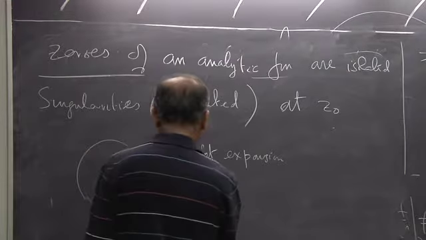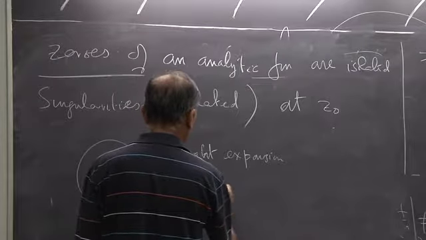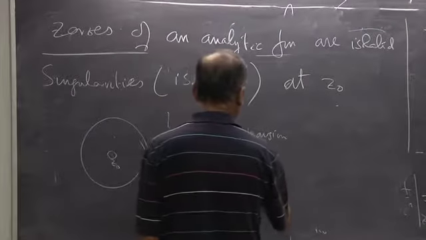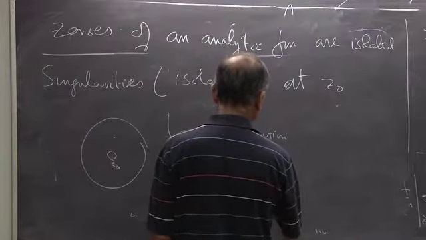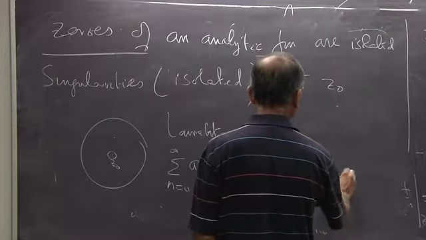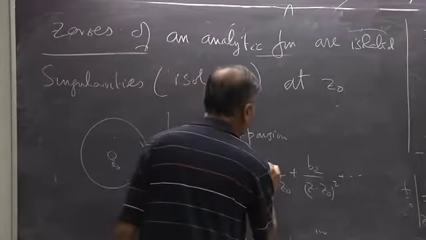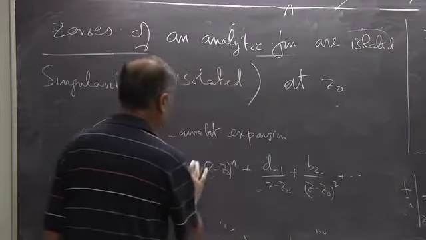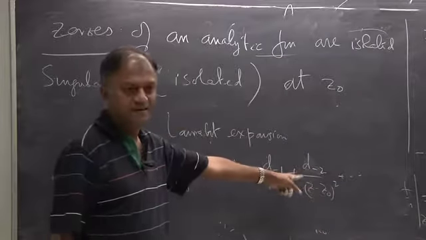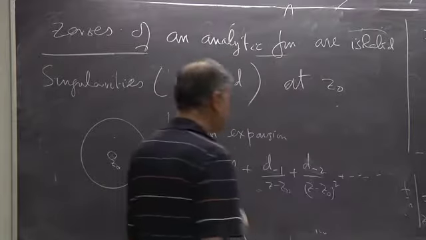So the Laurent expansion, which will be of the form, let me write like this: a_n (z minus z naught) to the n for n equal to 0 to infinity, plus then b1 over (z minus z0) plus b2 over (z minus z0) squared, and so on, right? I think this is what is called d minus 1, d minus 2, and remember the d_n's which we had in the Laurent expansion, and so on. It will go on like this, right?